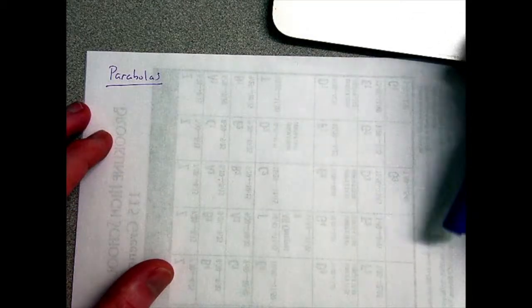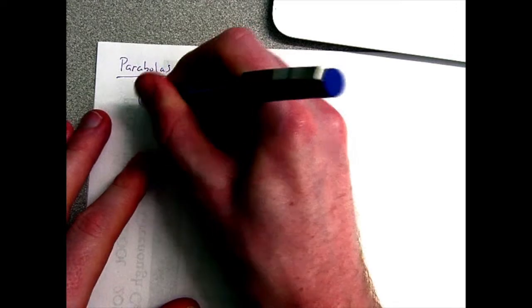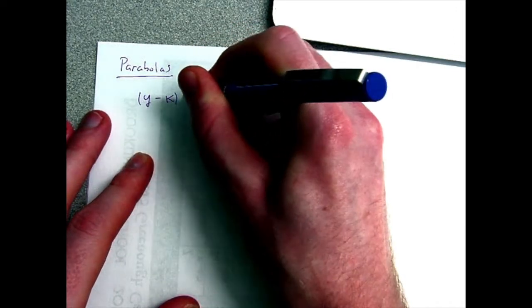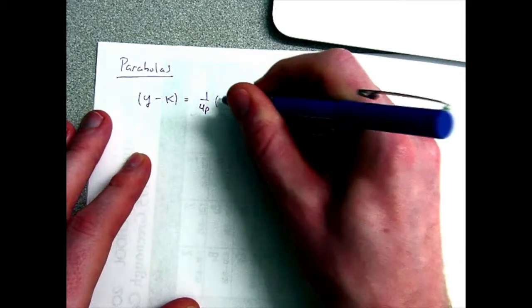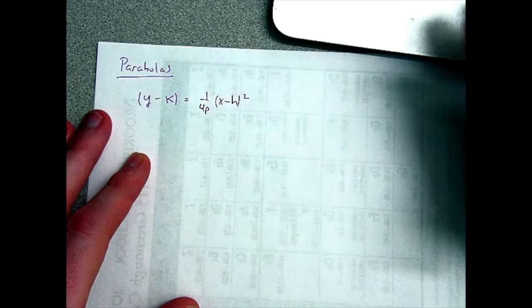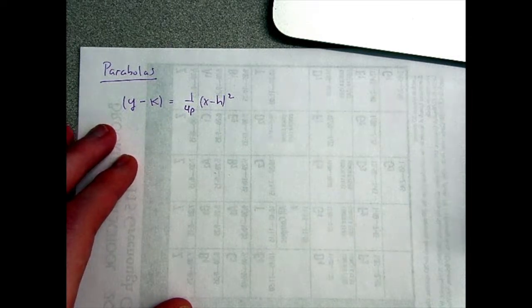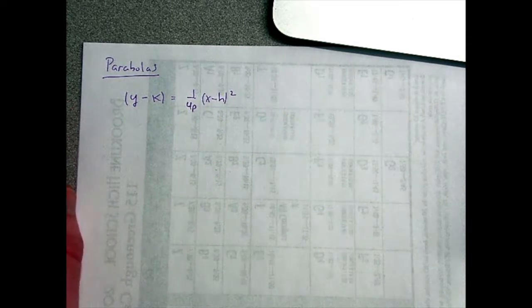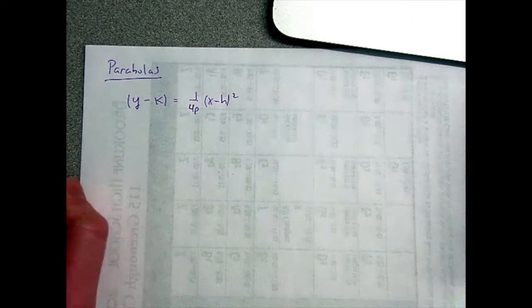So first of all, we have the equation y minus k is equal to 1 over 4p times (x minus h) quantity squared. This is one equation of the parabola. There's another one, and I'll tell you what it is in a moment, but let's just start with this one here. Now, you've seen parabolas before.